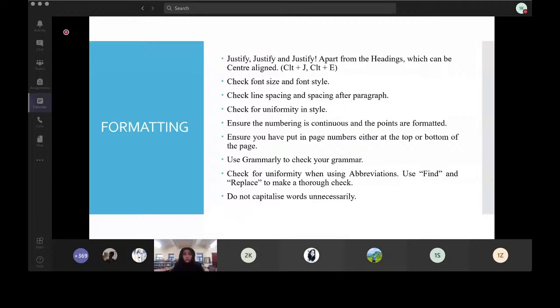Now the next part is formatting. So guys, you will have to allot at least 2 days for formatting. Ensure that you do, because doing it at the last minute will not work. Justify the content except the headings, of course, and check the font size, style, line spacing, and para spacing, because you have to carry on the same format throughout the document.